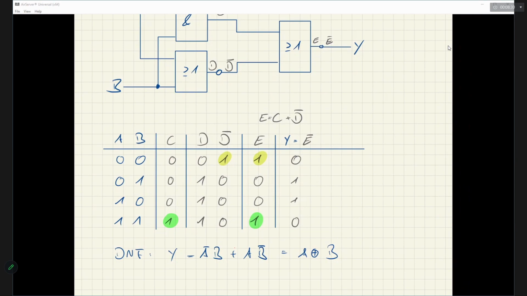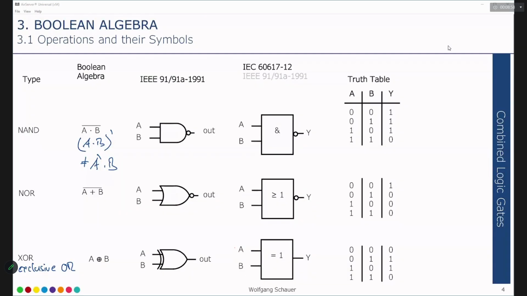Further questions on that example? Okay, then let's come to the next one.